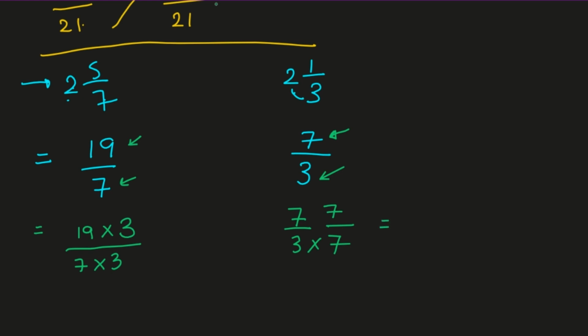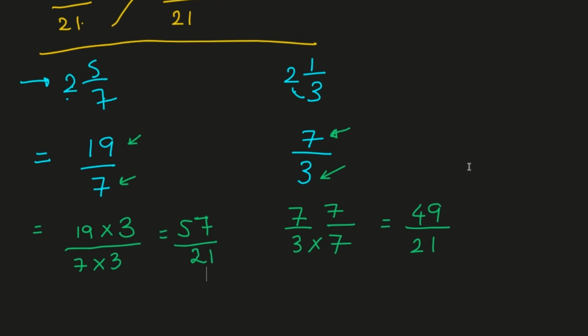Here now let's take the answer. 7 into 7, it's 49. 7 into 3, it's 21. Here what happens? 19 into 3, here it's 7, it's 57. So 57 upon 21. So now it's clear. 57 upon 21 and 49 upon 21. So let me write it here. 57 upon 21 and 49 upon 21.